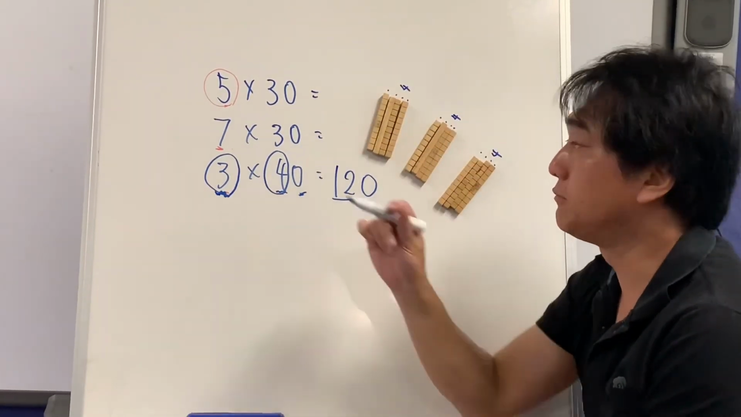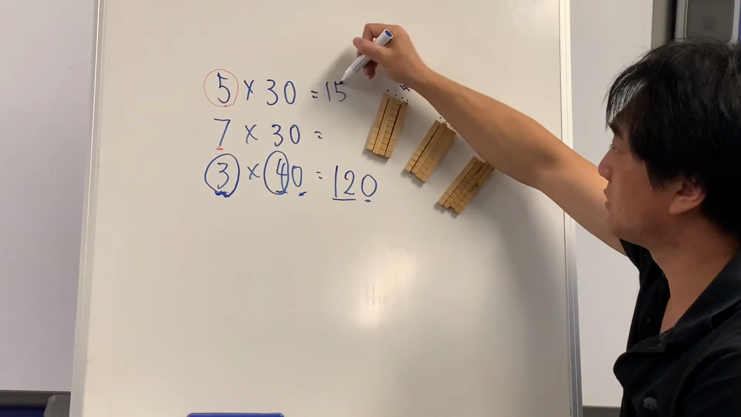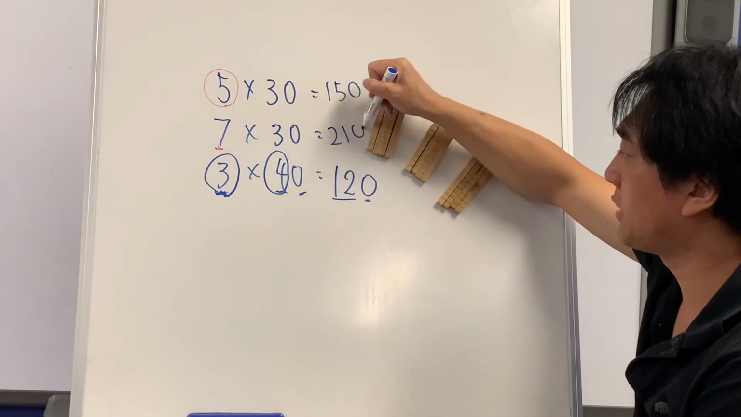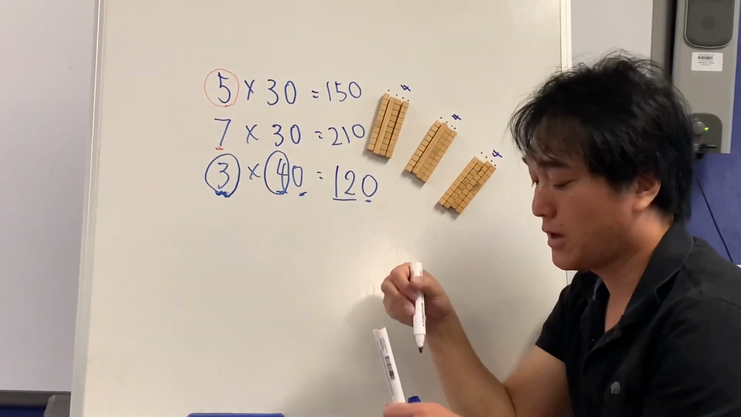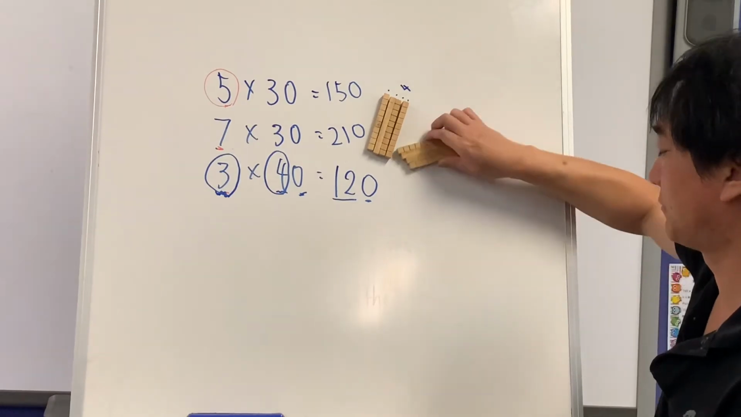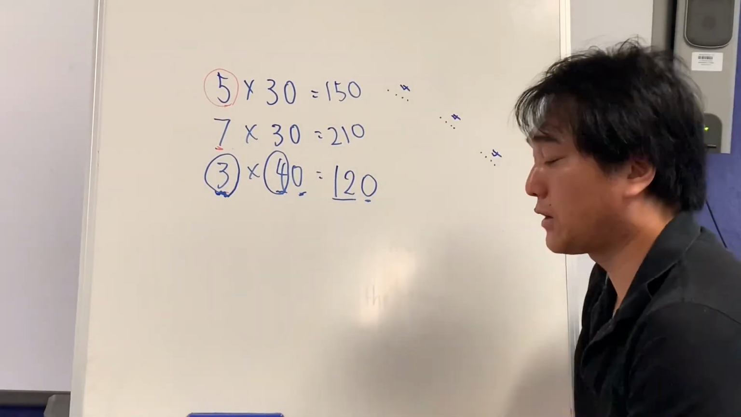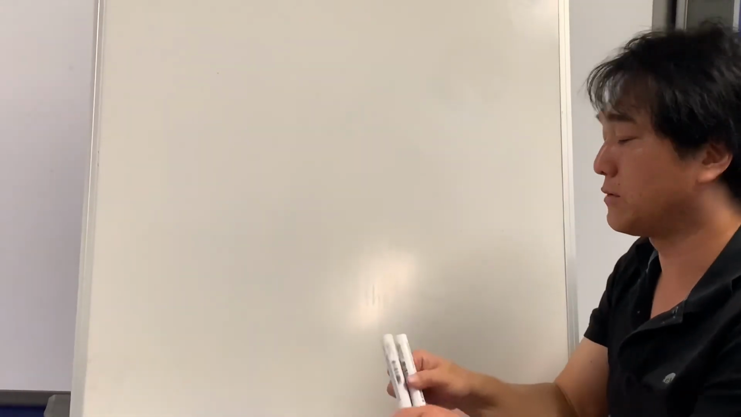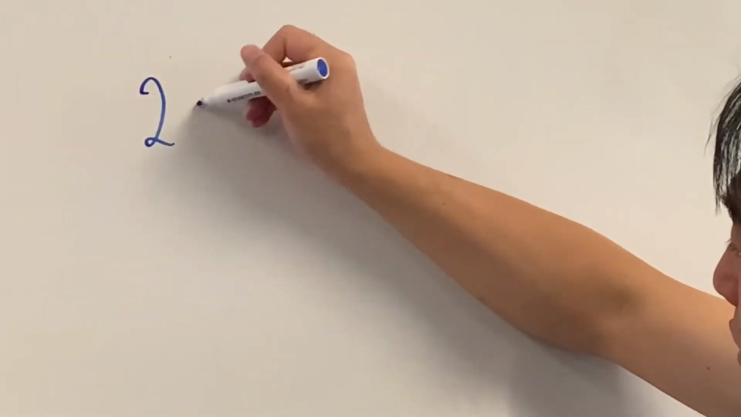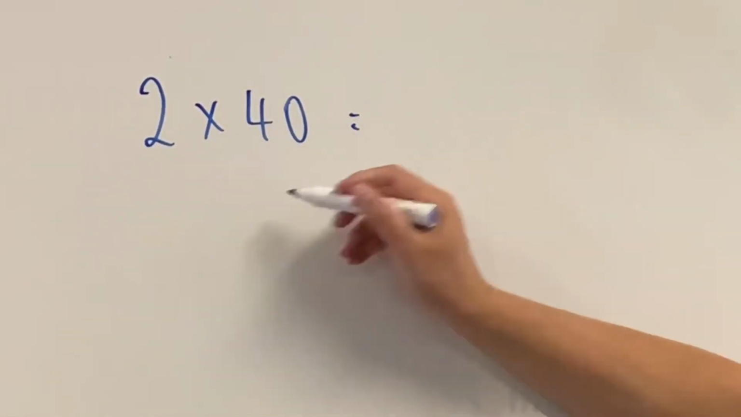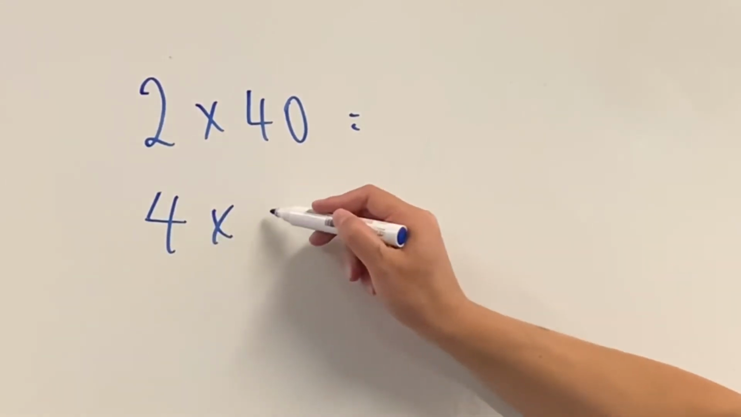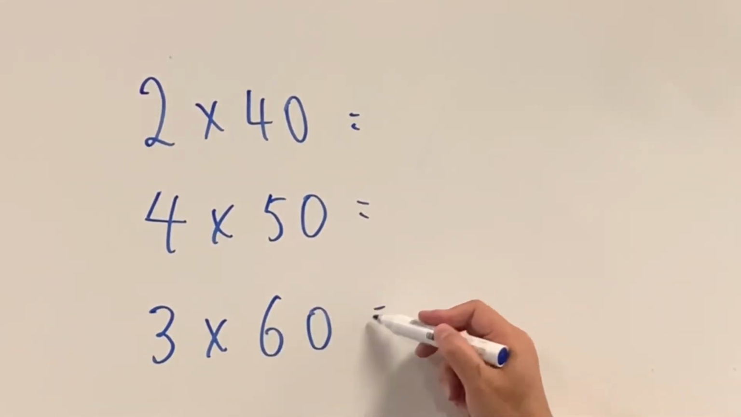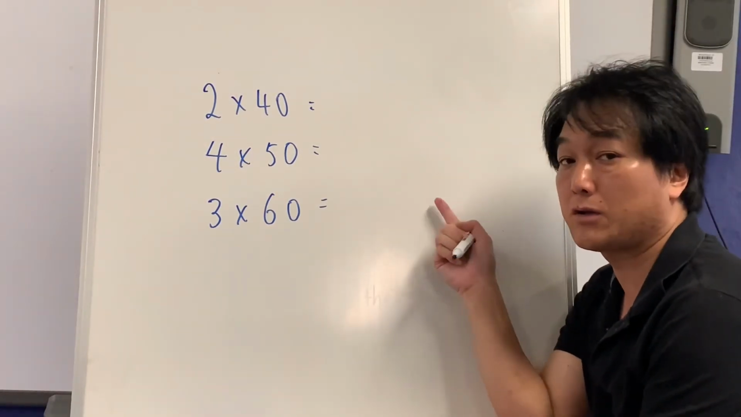If that's the rule, 5 3s are 15, so the answer should be 150. 7 times 3 is 21, so the answer is 210. I'm going to give you some questions you can practice, because this is very important when you do the vertical algorithm. So 2 lots of 40, 4 lots of 50, 3 lots of 60. Let's pause the video and quickly do these questions.